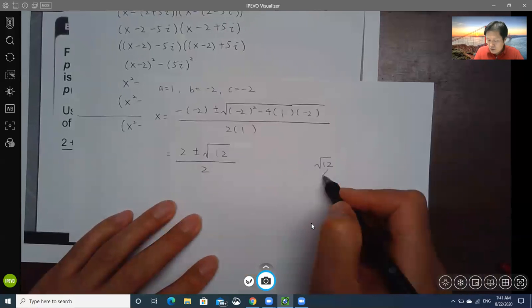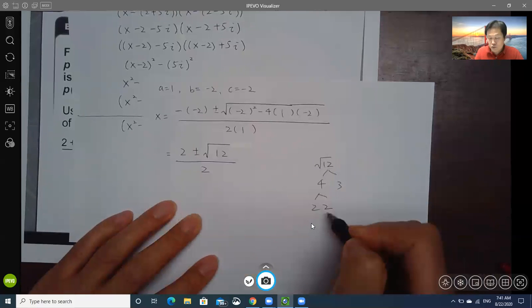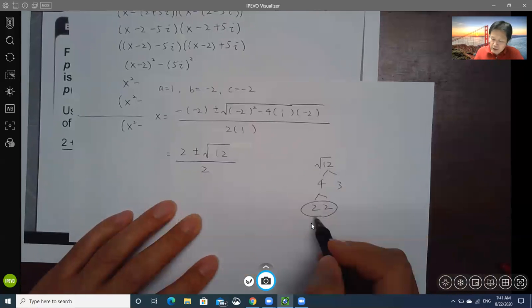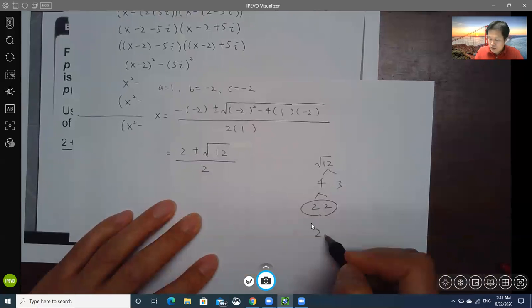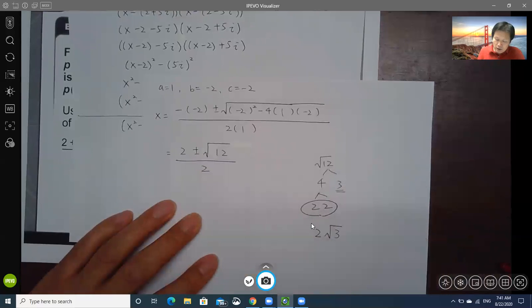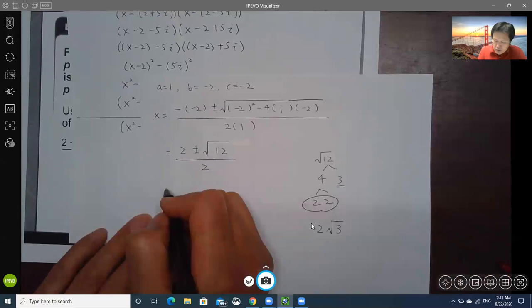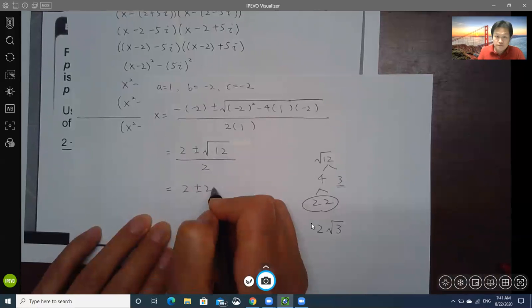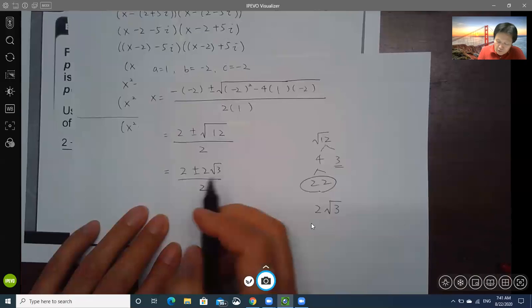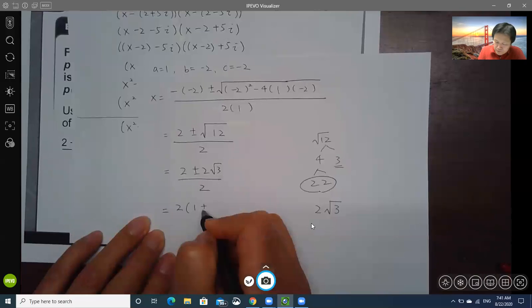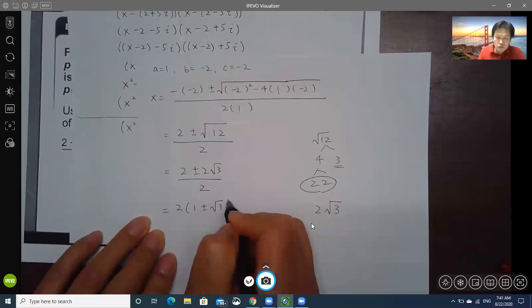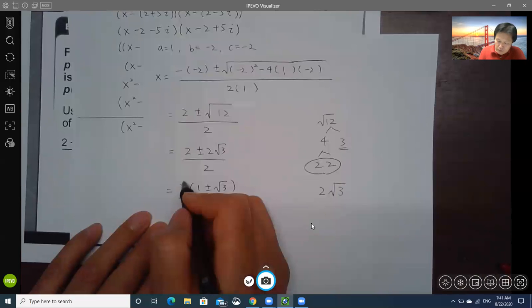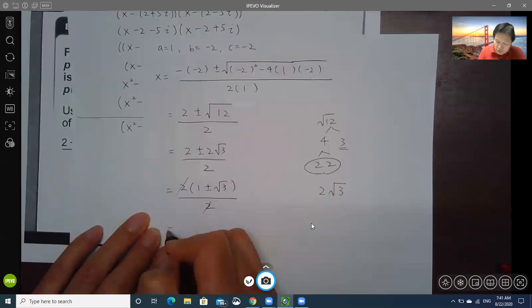4 times 3, 2 times 2, you have 2, the same number. You can take that outside of the radical. This is the remaining inside. So simplify the radical. So 2 plus or minus 2 square root of 3, all over 2. You can factor out 2 from the numerator. Divide by 2, divide by 2 cancels out. 1 plus or minus square root of 3.